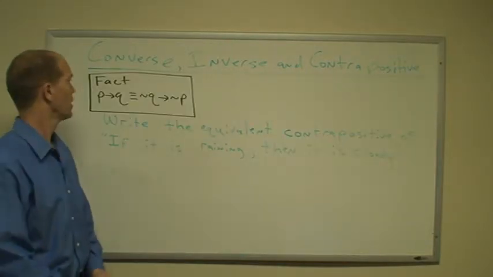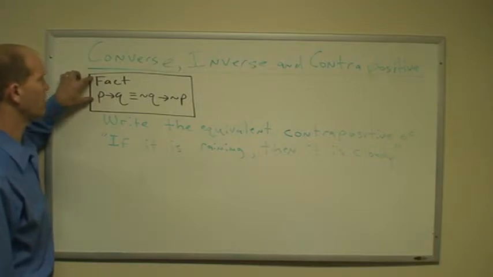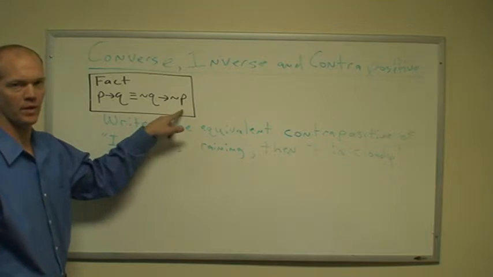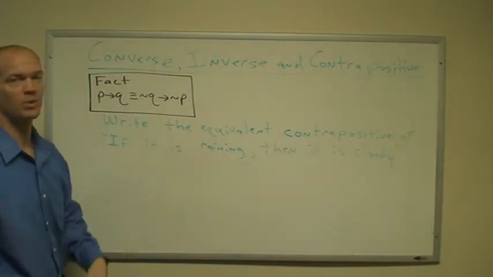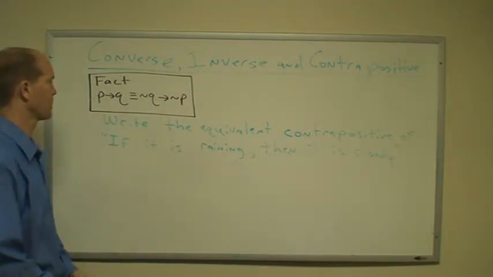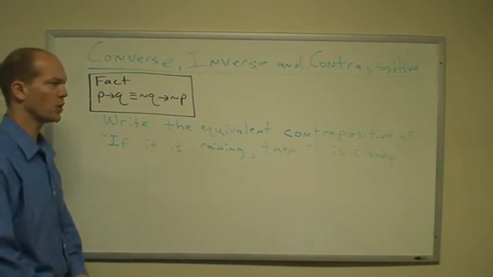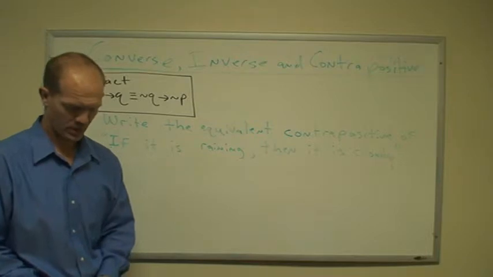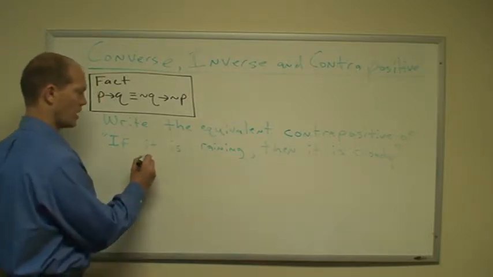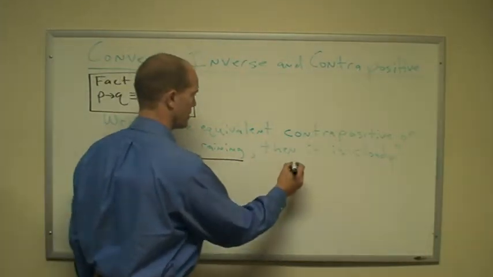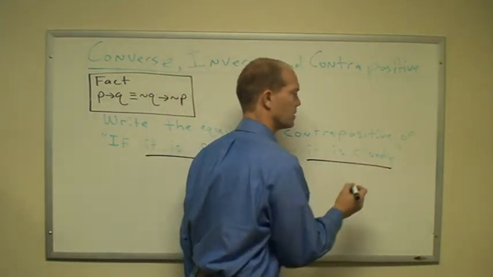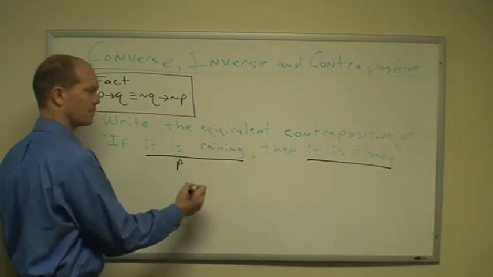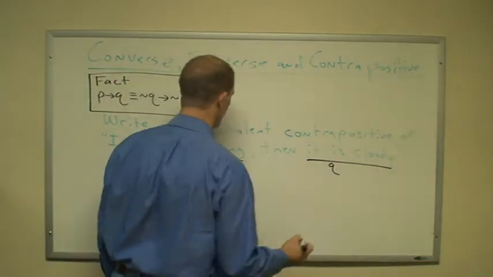To reiterate, we just determined that if P then Q is equivalent to if not Q, then not P. Again, this is a contrapositive relationship. Let's use that to write the equivalent contrapositive of the statement: if it's raining, then it's cloudy. Here, I should notice I have two simple statements: it is raining and it is cloudy. The first statement, let's call that P. Second statement, let's call that Q.